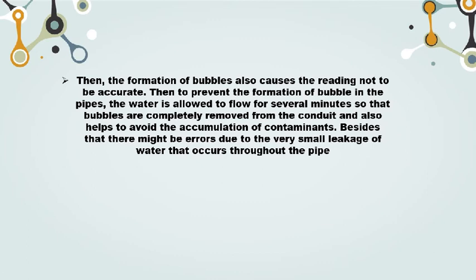Then the formation of bubbles in the pipeline also causes the reading to become inaccurate. The formation of bubbles in the pipeline causes extra frictional loss and pressure drop. So to prevent the formation of bubbles in the pipeline, the water is allowed to flow for several minutes. By this, the bubbles are completely removed from the conduit, and it also avoids the accumulation of contaminants in the pipeline. Besides that, a very small leakage in the pipeline also causes error in the reading.